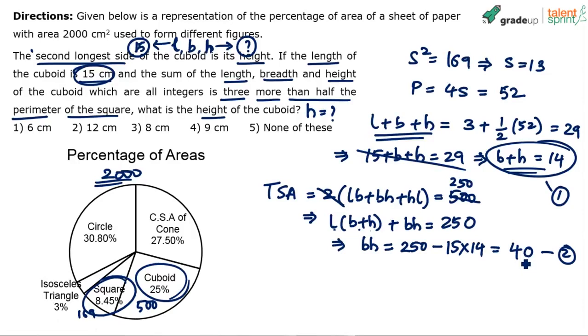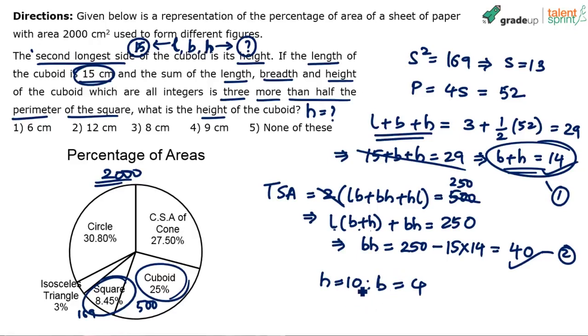I think 10 and 4 are the combination. I'm doing it directly; you can solve the two equations using the algebraic formulae. But basically, height is going to be 10 and breadth is going to be 4. 10 into 4, 40. 10 plus 4, 14. And we know that height is second longest, so height should be more.